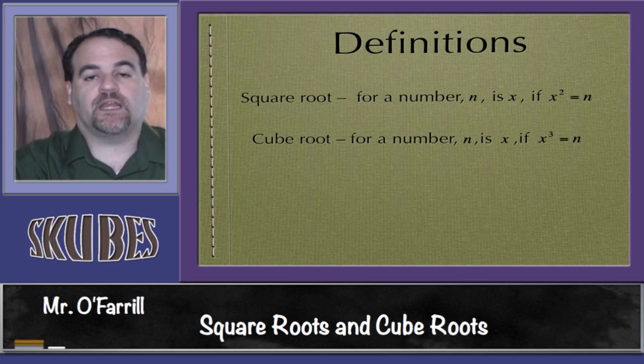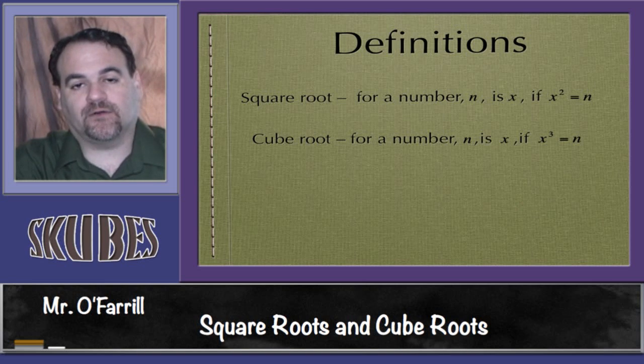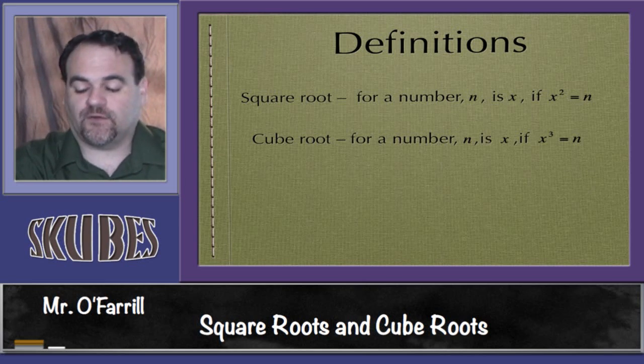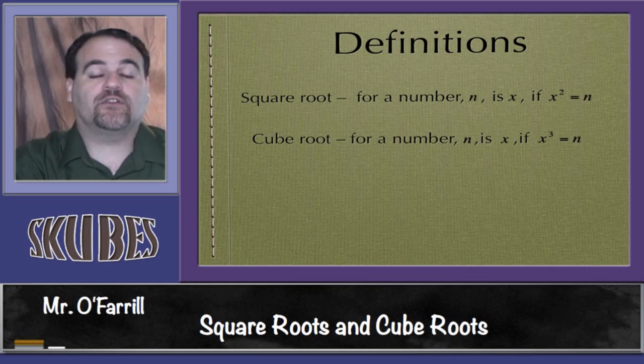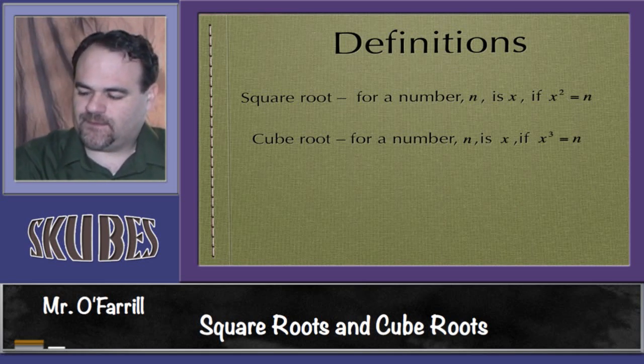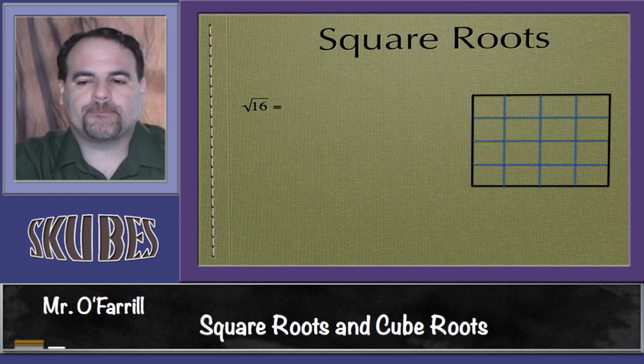So using a small example like the number 2 squared, or to the second power, is 4. So the square root of 4, going backwards, is going to essentially be 2. Cubed root, 2 to the third power, well, you'll see that in a second. Let's take a look. First, square roots.